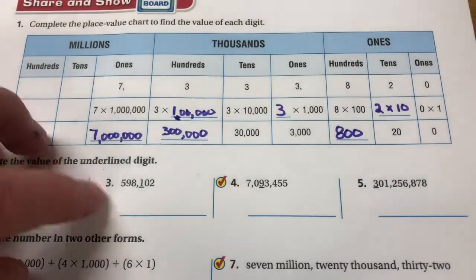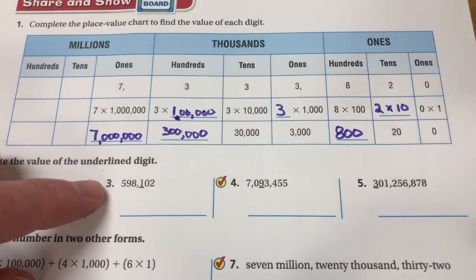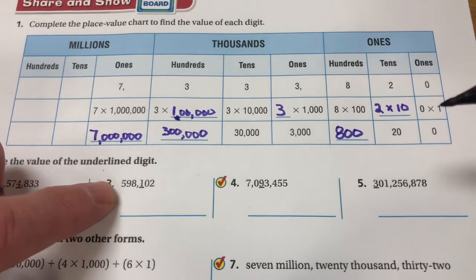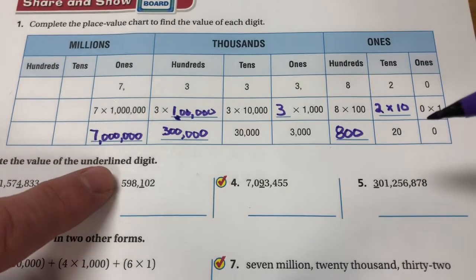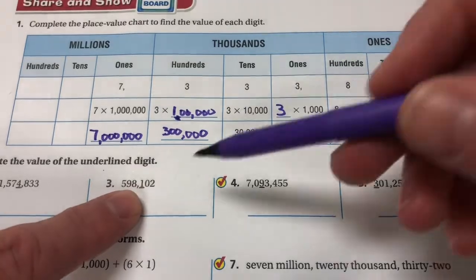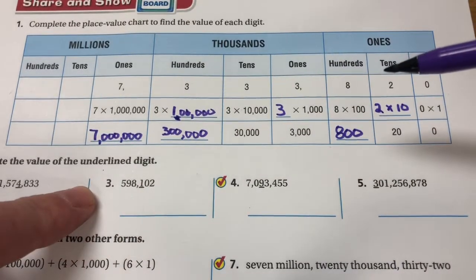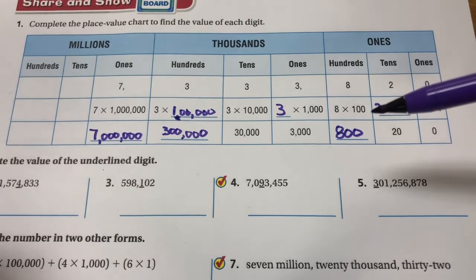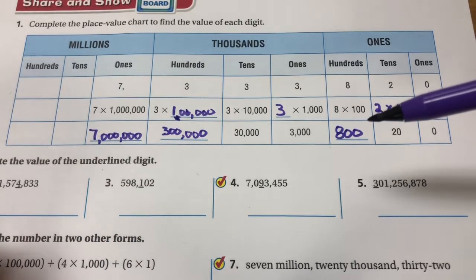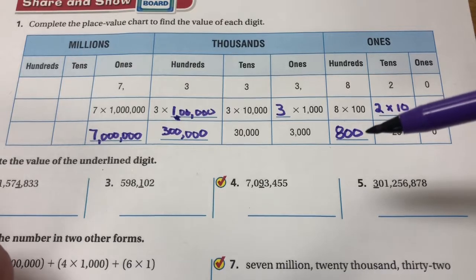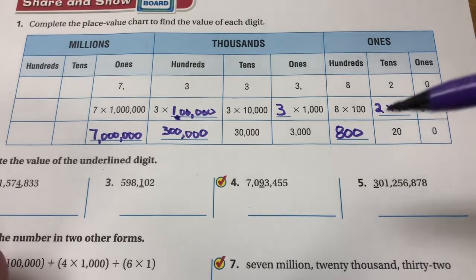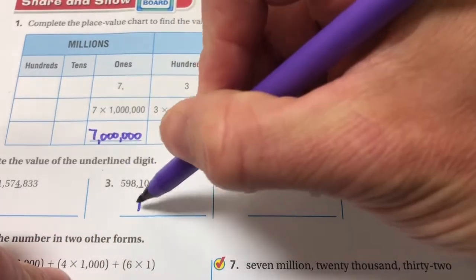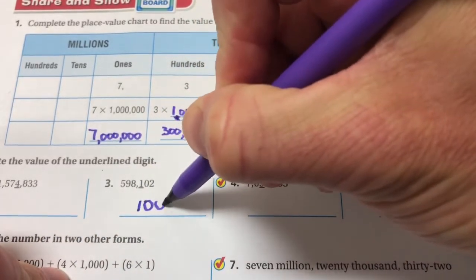Still on page 13, I've moved down to number 3. I like to stick to the odds on the pre-recordings, and then evens we can do when we're working together if you have questions and you contact me. These look a lot like what you'll do in your assignment. They're going to give you a number, underline a digit, and ask you to give the value of that digit. The one thing I want you to be careful about: some kids hear value of the digit and assume we're talking about place value. Actually, we're talking about the actual value of the number. So you just say, well, this is a 1 in the hundreds place, so its value is 100.